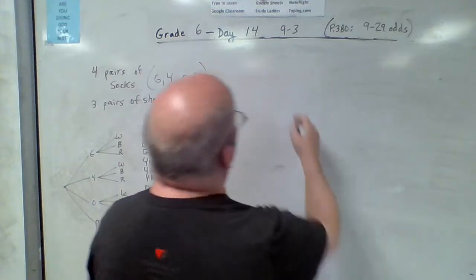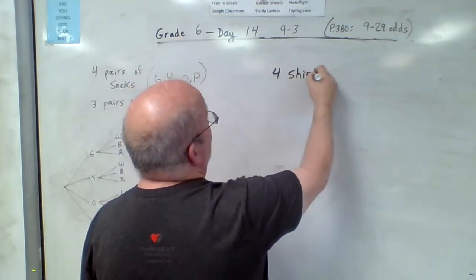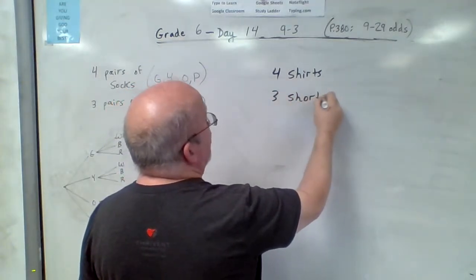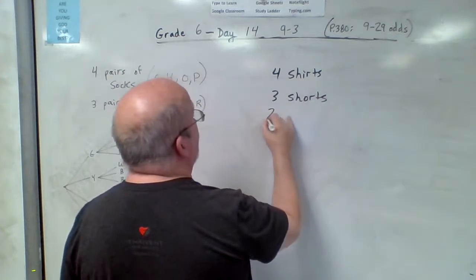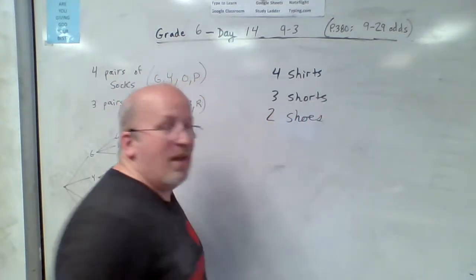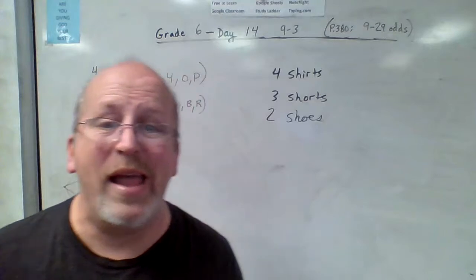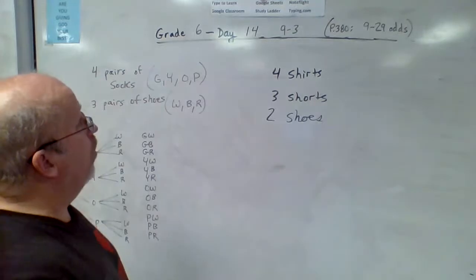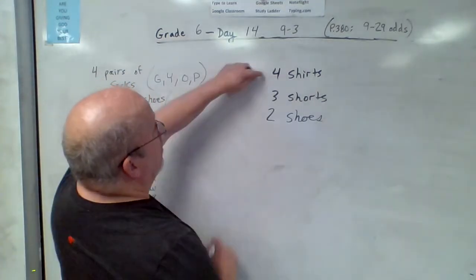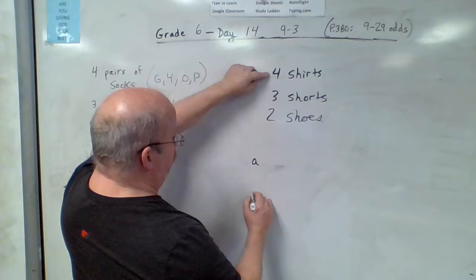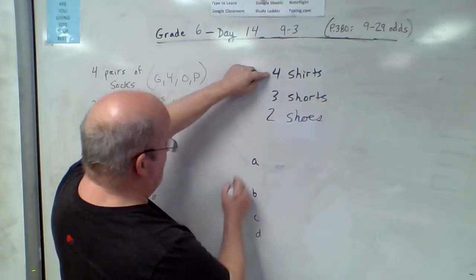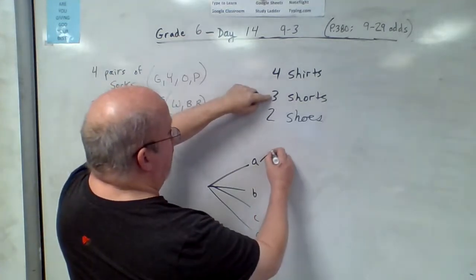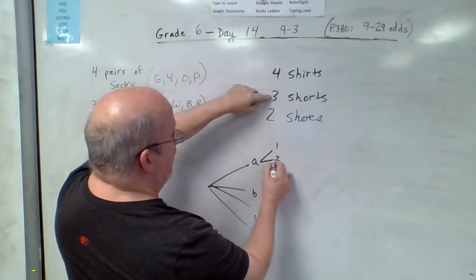Let's imagine that somebody had 4 different kinds of shirts, 3 different pairs of shorts, and 2 different pairs of shoes. How many different outfits could they create out of this? Well, you could draw a tree diagram. What would the tree diagram look like? Let's start first with the shirts. We could talk about shirt A, B, C, and D. And then we could talk about the shorts. How about pair of shorts 1, 2, and 3?